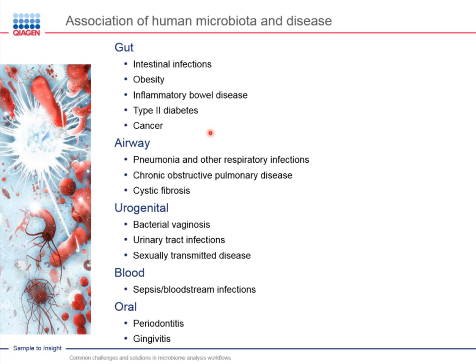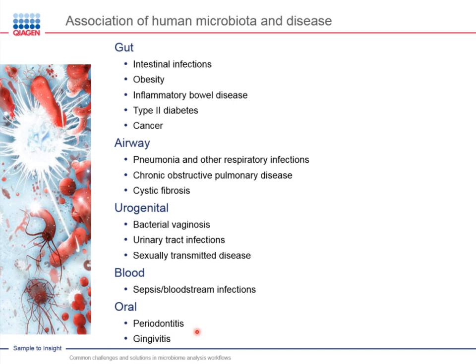Also, the urogenital tract is quite massively affected by bacteria, so you can get bacterial vaginosis, urinary tract infections, or sexually transmitted diseases. Obviously, as in every other organ, the blood can also be affected, leading to sepsis or bloodstream infections. The oral cavity is also often found to have imbalanced microbial communities. In these cases, they often lead to periodontitis or gingivitis. So, perhaps not the most severe malignancies, but still something you have to suffer from.